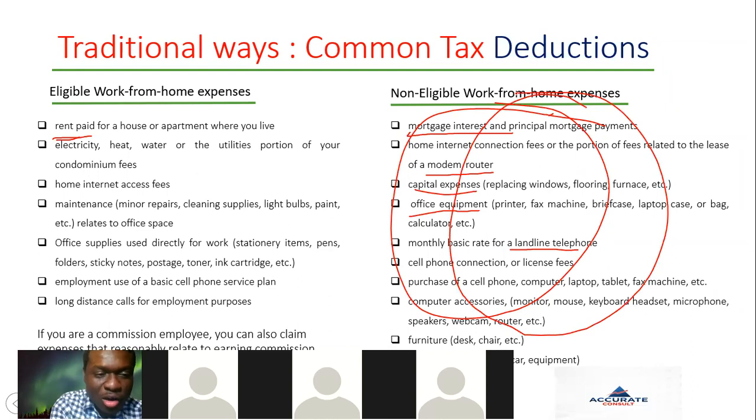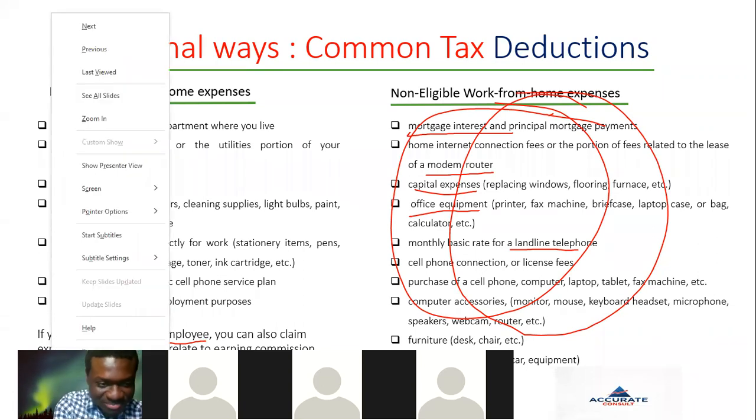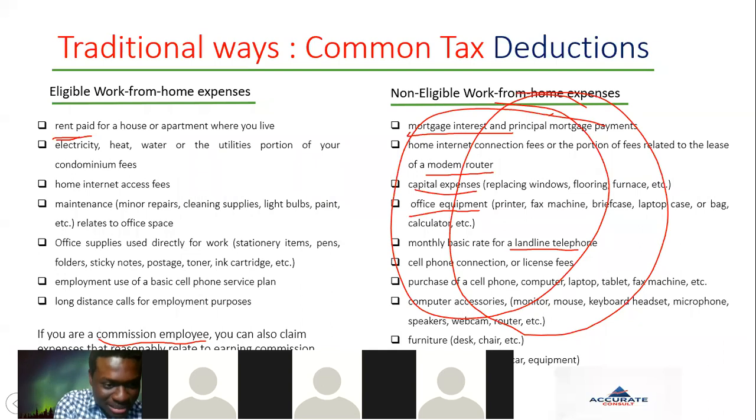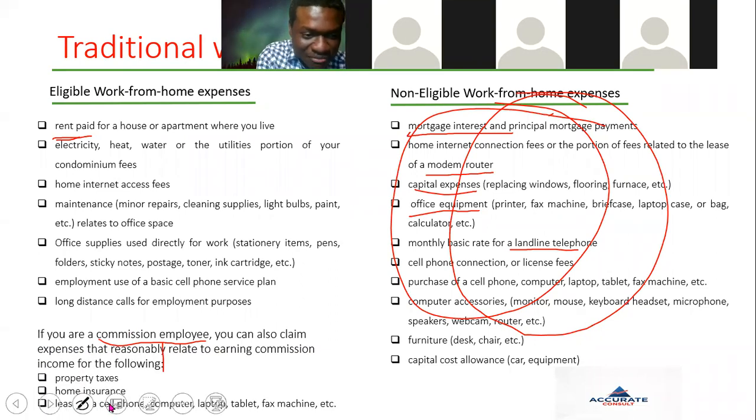But if you're a commission employee, there are some of us that are full-time or part-time but also commission employees, maybe people that work in insurance or sales. They can claim property taxes, home insurance, lease on their items, lease on cell phone and other items.